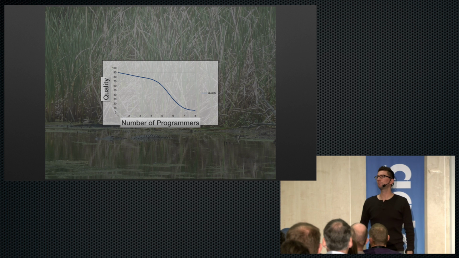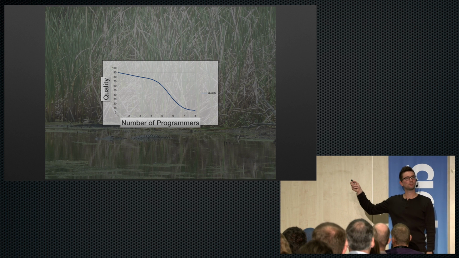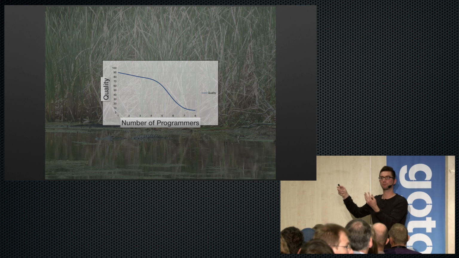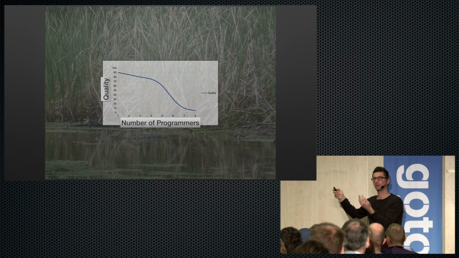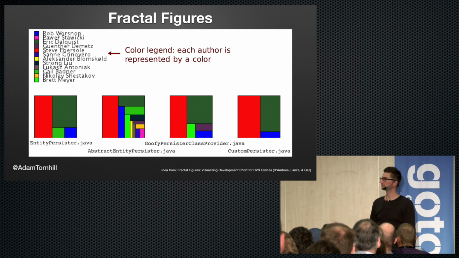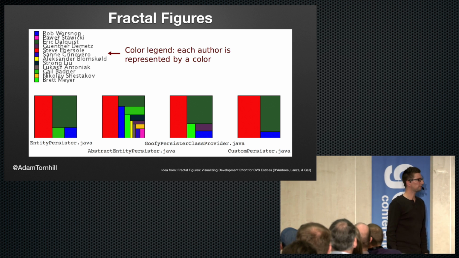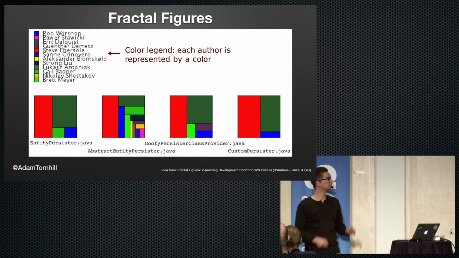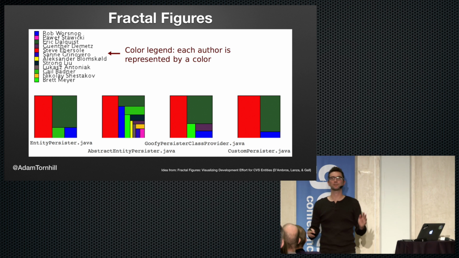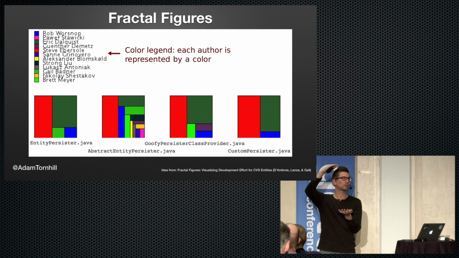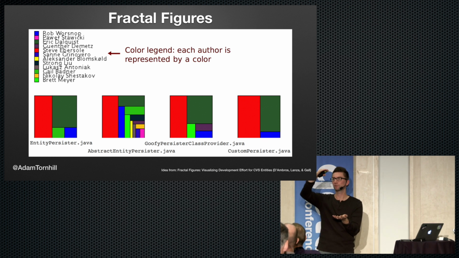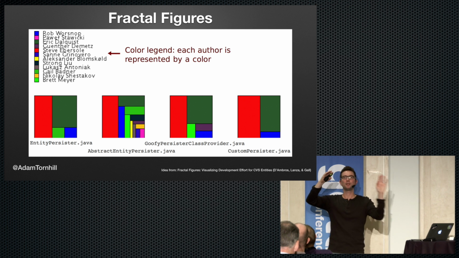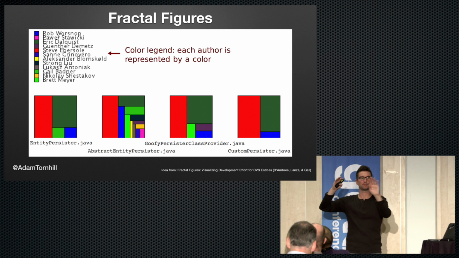So I started to think, yeah, well, again, this is data that we actually could mine from a version control system and identify those components at risk for defects. Here's one way to do it. This is a visualization called fractal figures. And fractal figures works like this, that you consider each module a box. And each programmer gets assigned a color. And the more they have contributed to the code, the larger their area of the box.